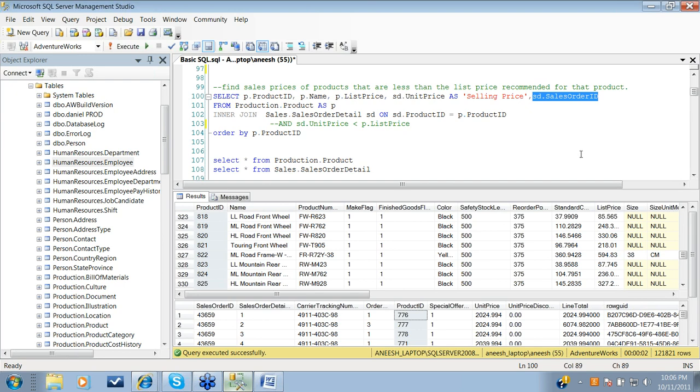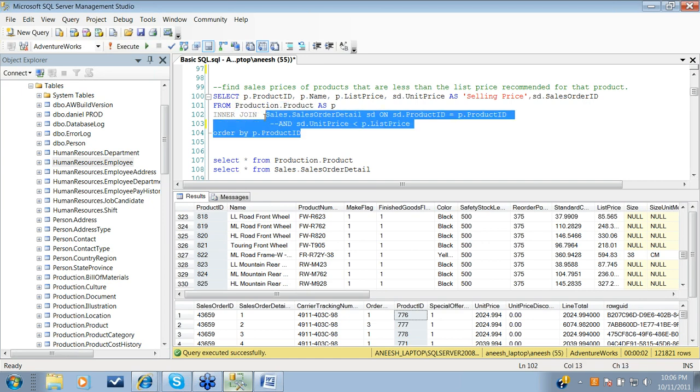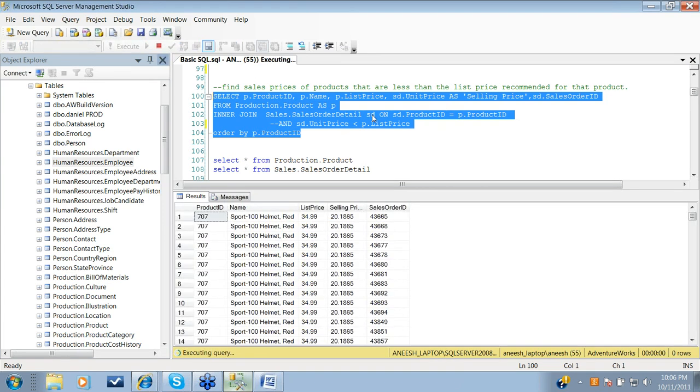All right. Now, my left hand side table is the product and my right hand side table is the sales order detail. And now I am going to execute this statement. Here we go. So now you need to tell me what you are seeing in the record set or the result set. Is it showing all the products with the selling price less than the list price, or it is simply showing everything?